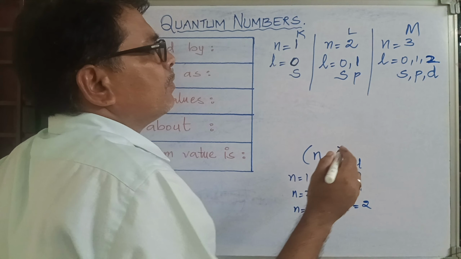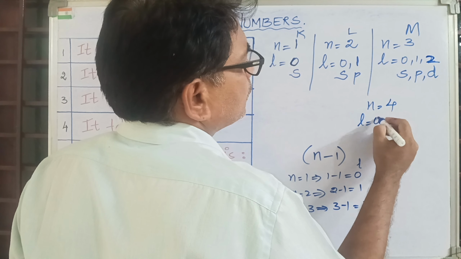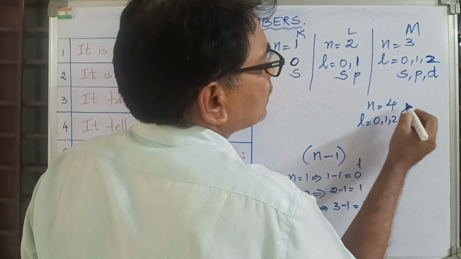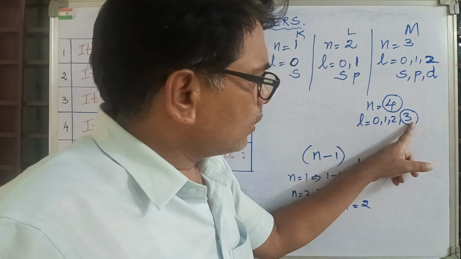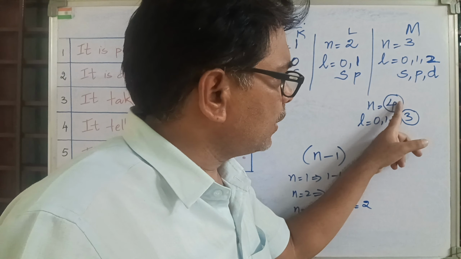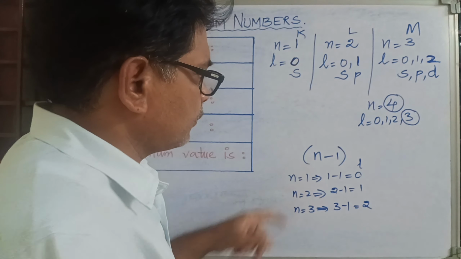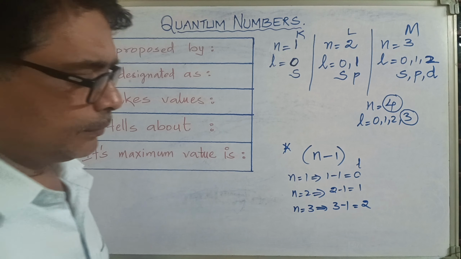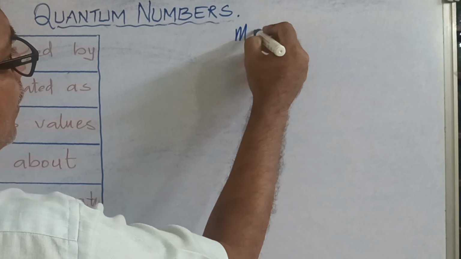Or else a simple way: n is equal to 4 means l values are 0, 1, 2 and 3. The last value of l appears to be 1 less than n. That means 4 minus 1 is 3. That is its formula, the highest value, n minus 1.